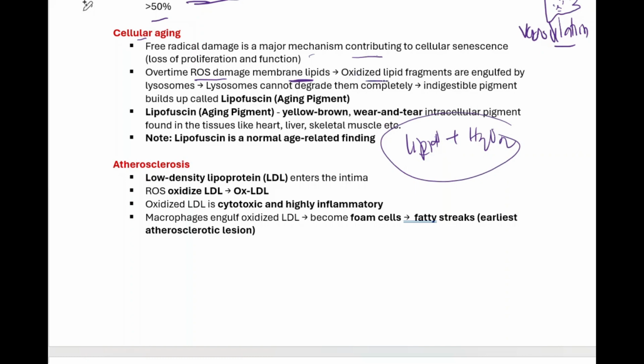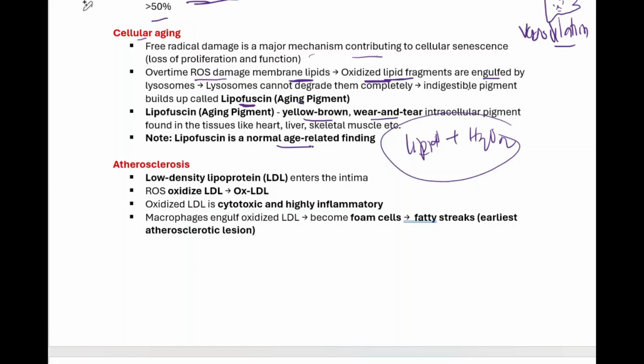And that will lead to formation of oxidized lipid fragments. And guess who is going to feed on them? Lysosome. So lysosome is going to engulf those oxidized lipids. But the problem is that lysosome will not be able to digest them because they are indigestible pigments. So they will start to build up in different cells, in different tissues, and we call them what? Lipofuscin, and we also call them aging pigments. When you look inside different tissues, for example the heart, you can see those depositions there. They appear yellow-brown, and we also call them wear and tear intracellular pigments, which are found in tissue.